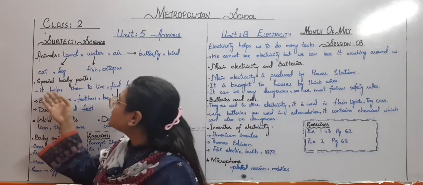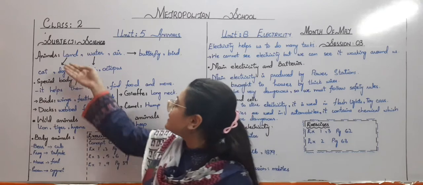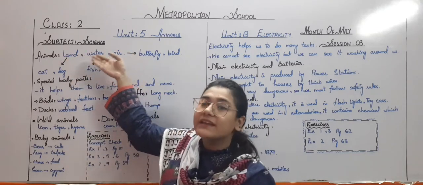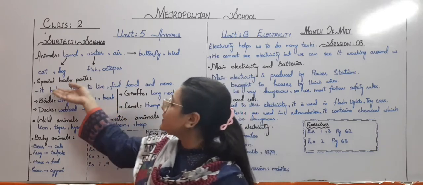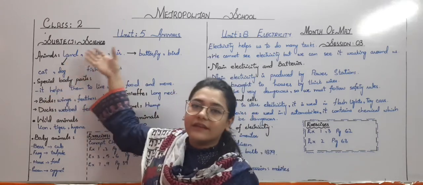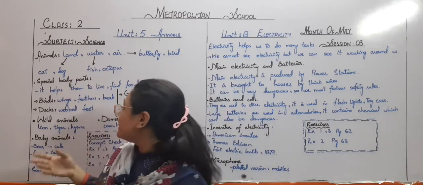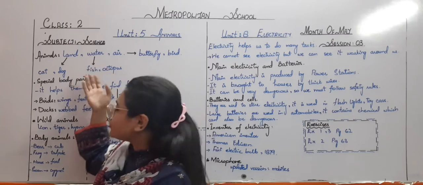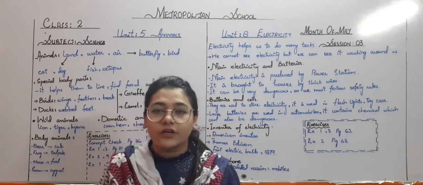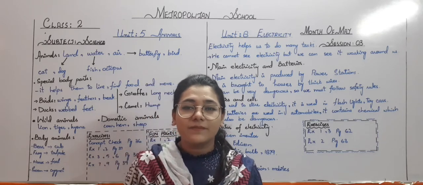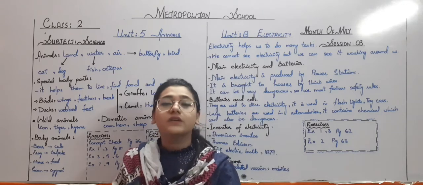Then comes the special body parts of animals. As you can see, animals living in land, water and air are different, so they have some body parts which help them in living in that particular environment, and these body parts are called the special body parts. Let's discuss fish. Fish have gills which help them in breathing inside the water, right? We have lungs to breathe, they have gills to breathe.